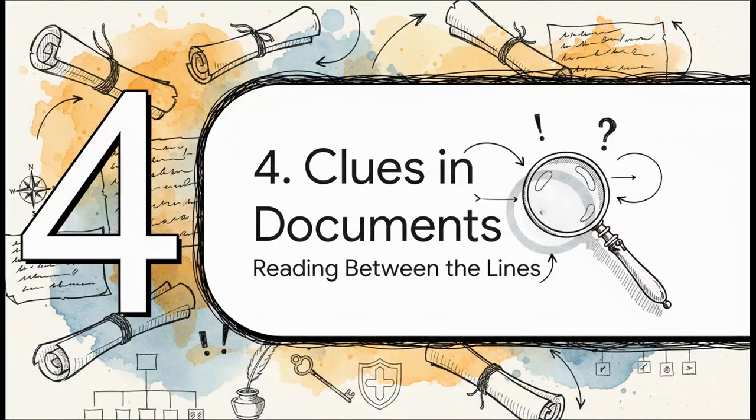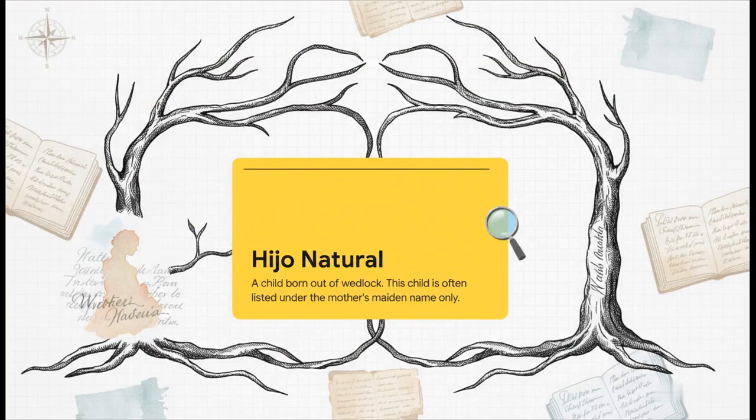So how do we navigate this mess? Well, the documents themselves actually leave us little breadcrumbs, little clues. You just have to know what you're looking for. Okay, this is a big one. If you ever see the phrase hijo natural in a record, that means a child born out of wedlock. This is a massive clue because it tells you that when you're searching for that child's birth record, you should be looking under the mother's last name, not the father's. This tip alone can save you so much time.